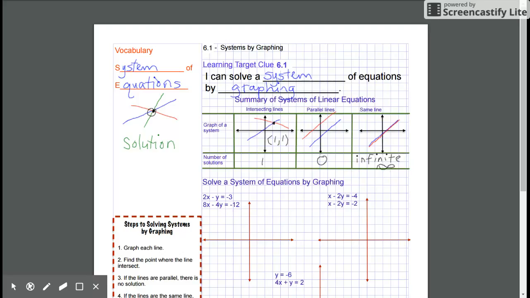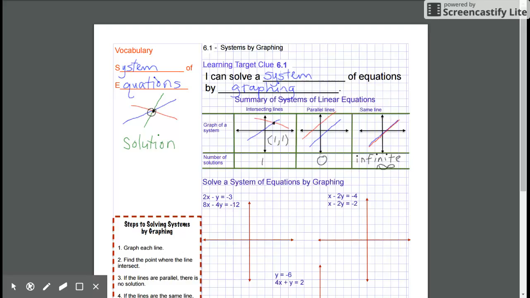Okay? Let's go ahead and do some samples. So here I have solve a system of equations by graphing, and I have 2x minus y equals -3. And then I have another equation that's 8x minus 4y equals -12. And what I want to know is, where are those 2 lines intersecting? Do they have a common point?